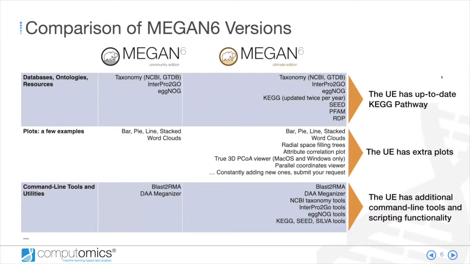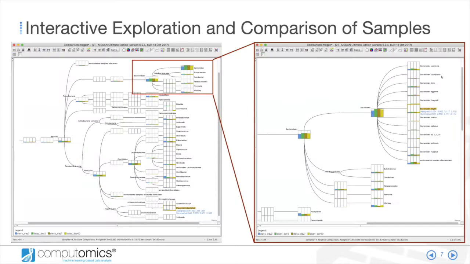There are other differences. So, for example, the Ultimate Edition has extra plots, and also additional command line tools and the scripting functionality that we're going to cover in today's tutorial. Okay, so just a couple of slides now. This is a typical screenshot of MEGAN looking at the taxonomy view. I just don't want to go into detail as we'll cover this in the interactive part.